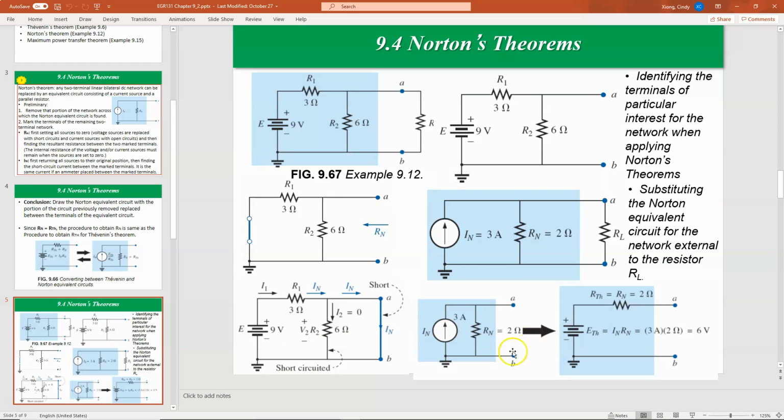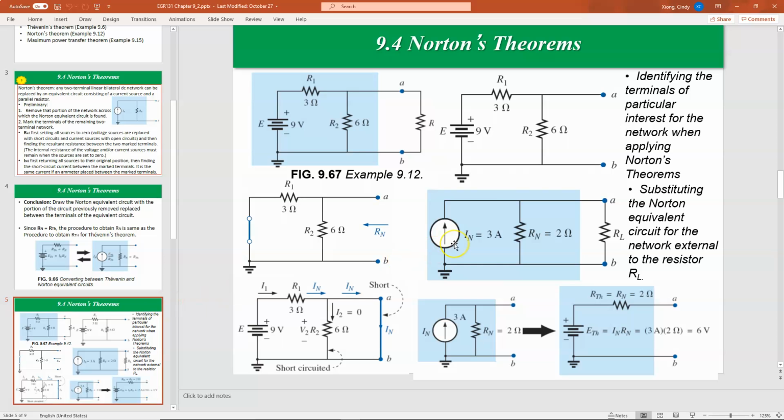Okay, so here I also give you the source conversion. If you know how to find the Norton equivalent circuit, you can quite easily find the Thevenin equivalent circuit. The ETH will equal IN multiplied by RN, 3 amperes multiplied by 2 ohms. So you will get ETH equal to 6 volts, and your RTH equal to RN, which is 2 ohms. The current goes up, so here should be the positive terminal, and then the current will go up. Okay, that is the Norton equivalent circuit.